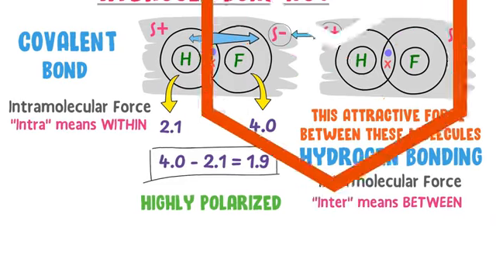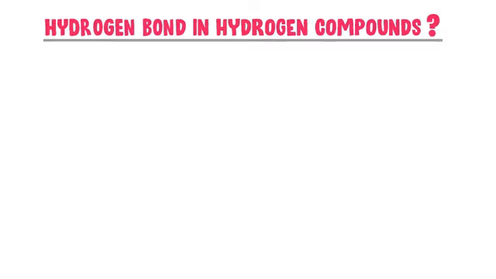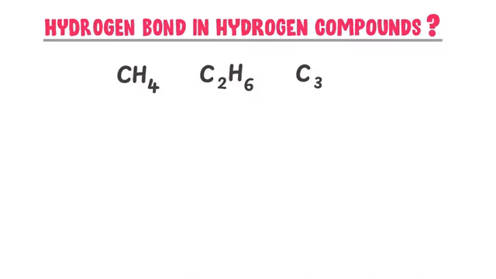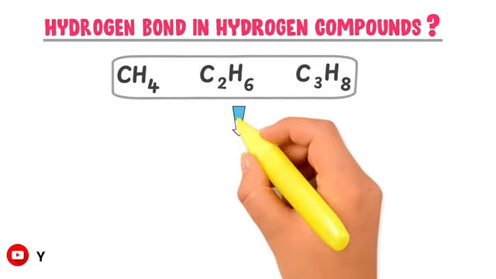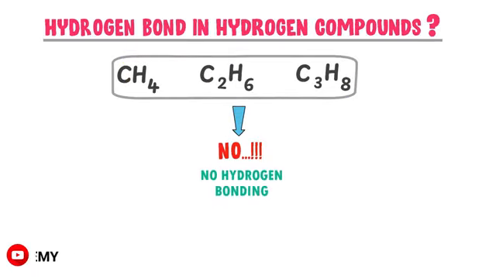Now let me ask you, does hydrogen bond exist in all hydrogen compounds like methane, ethane and propane? Well, the answer is absolutely no. Hydrogen bond doesn't exist in these compounds because carbon is less electronegative.